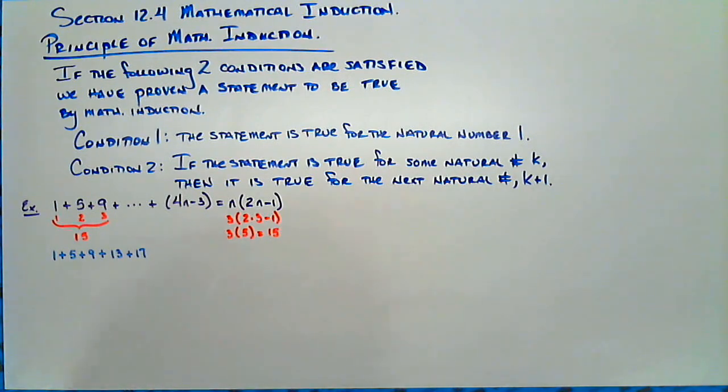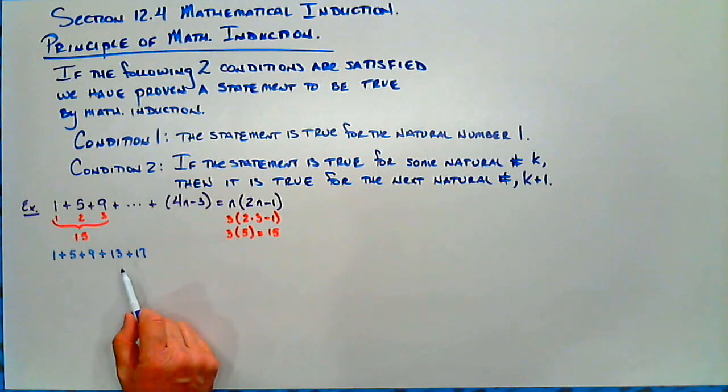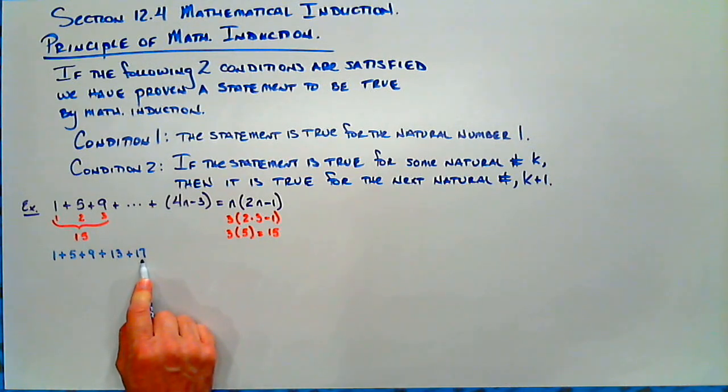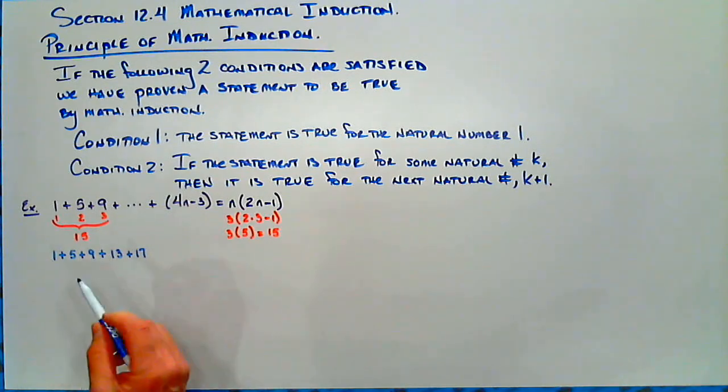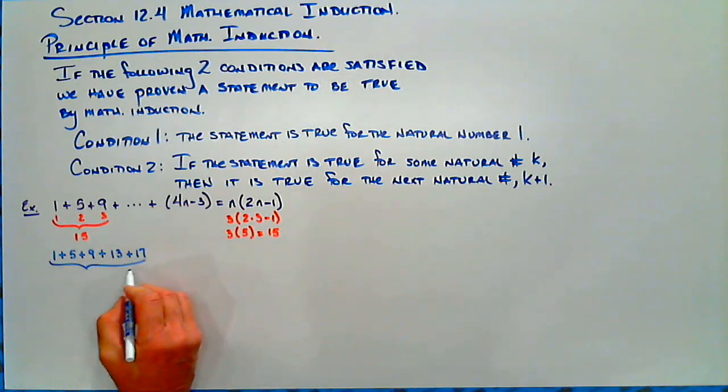Let's do the first 5 numbers. Now let's ask ourselves, what would these add up to? Well, 13 plus 17 is 30. 9 plus 1 is 10, so that gets us 40. So these numbers add up to 45.